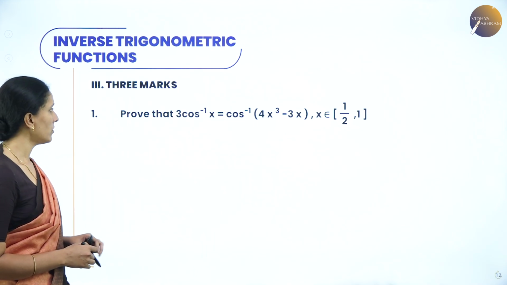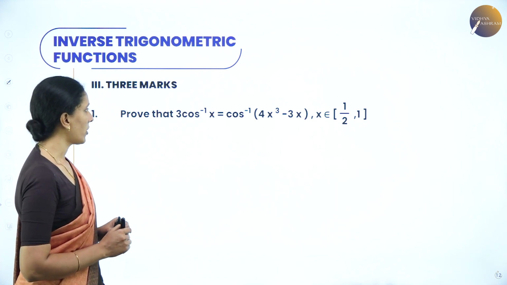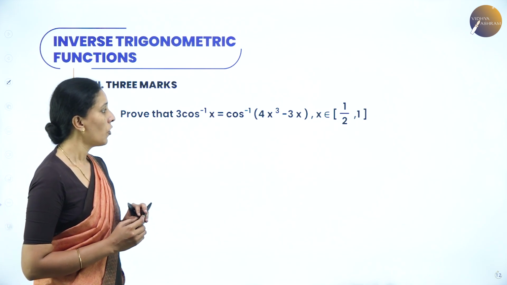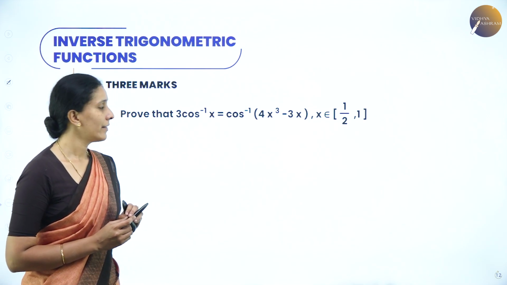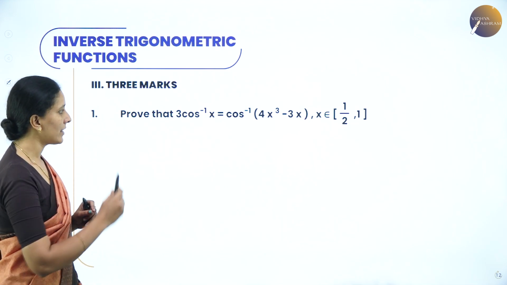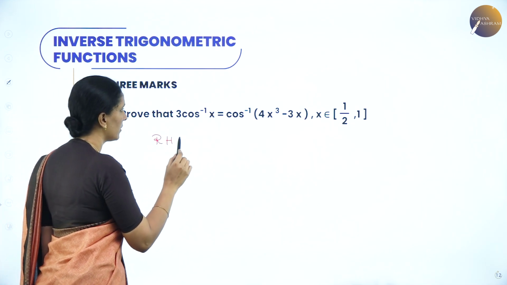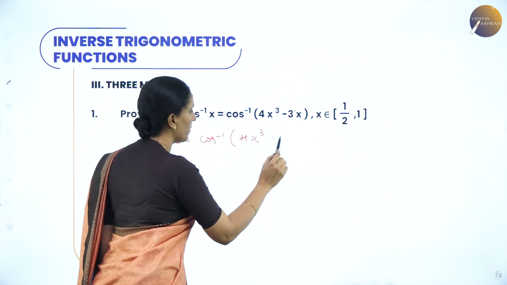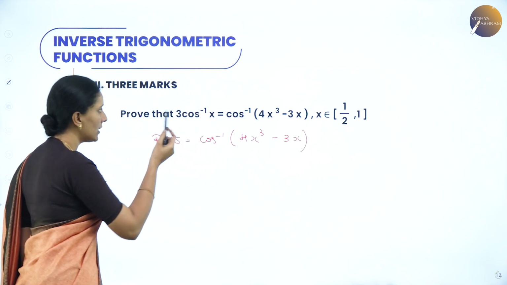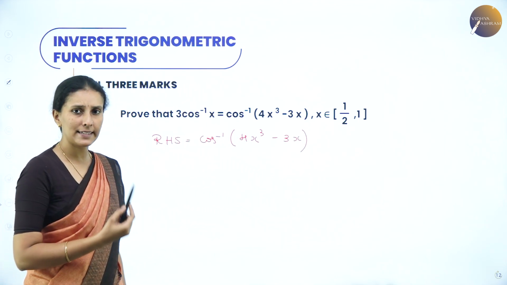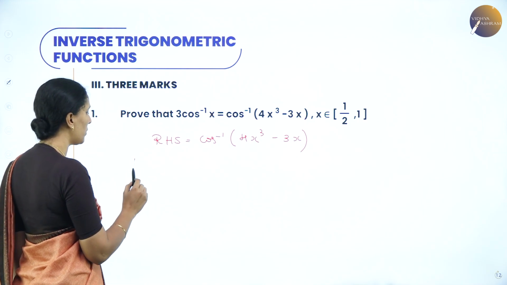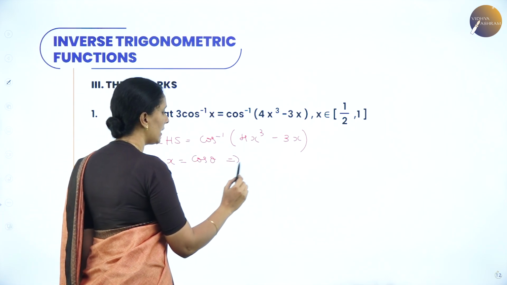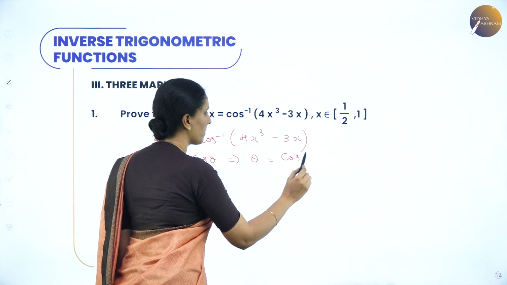Next, 3-mark question. So, we have one inverse trigonometric proof here, that is, prove that 3 cos inverse x is equal to cos inverse of 4x cube minus 3x. So, let's take the right hand side here. We have cos inverse of 4x cube minus 3x. Since we need the left hand side as cos inverse x, let's take the substitution x is equal to cos theta. So, put x is equal to cos theta, then theta is cos inverse x.